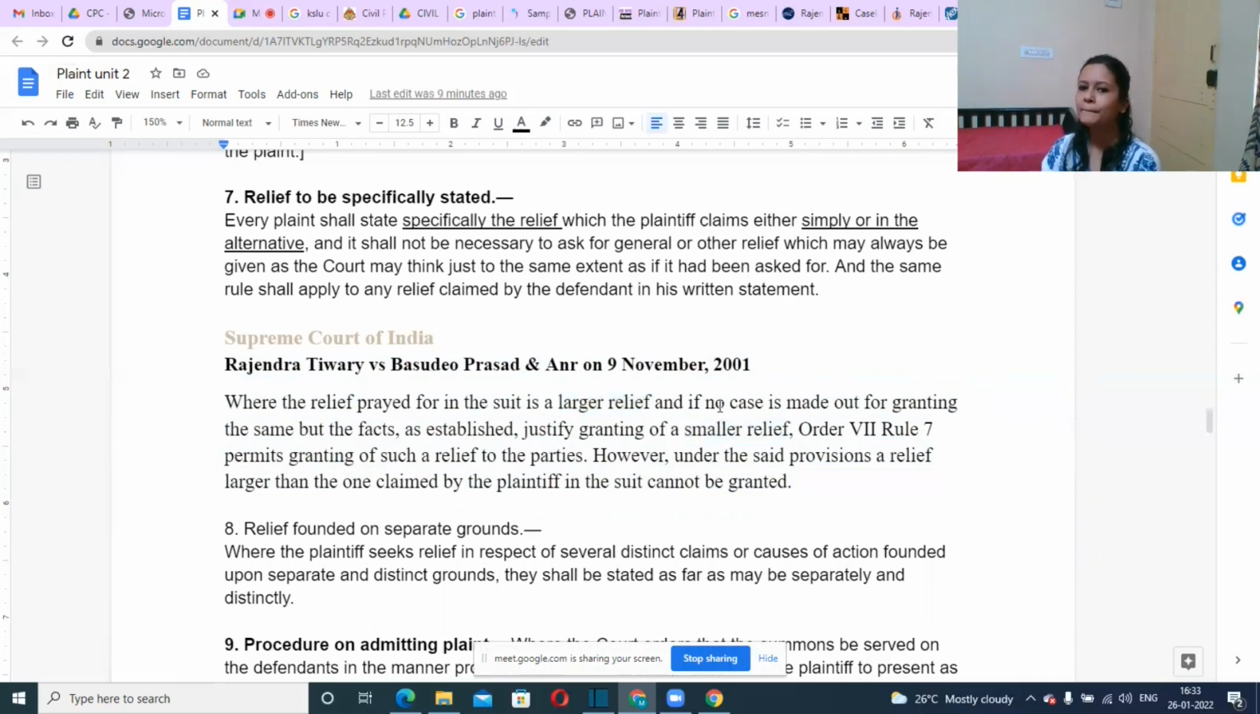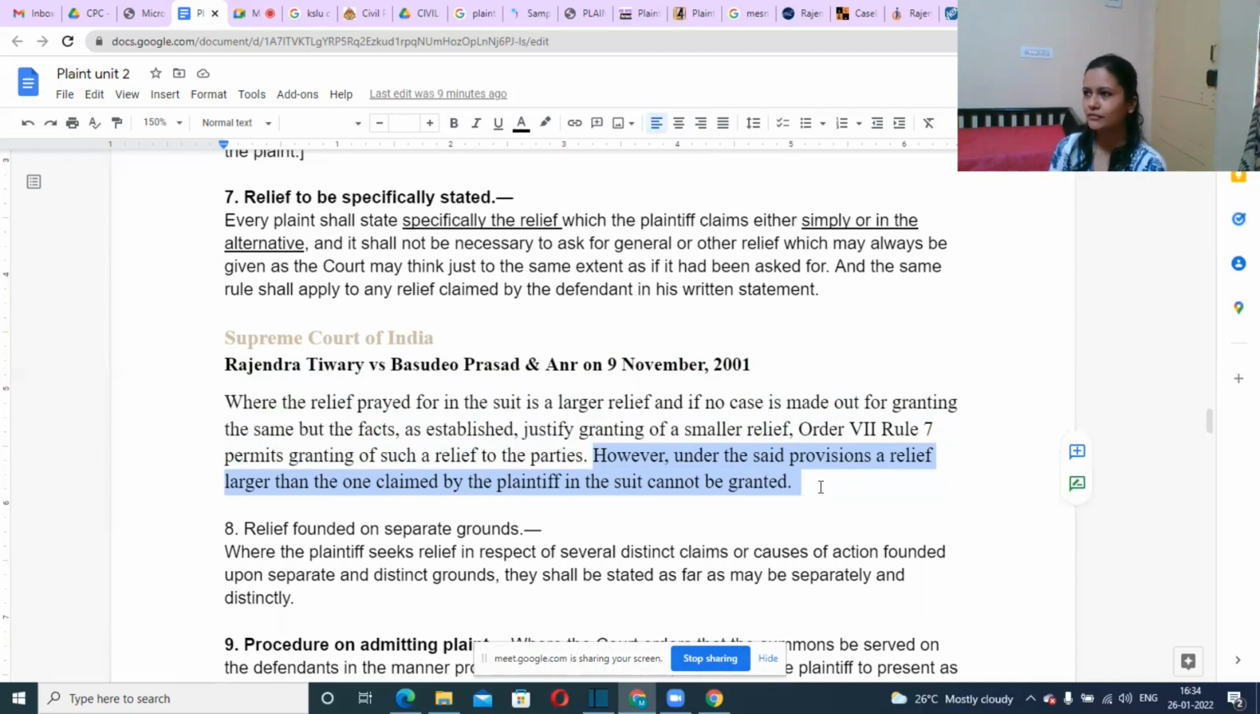That is fine. But under the said provision, a relief larger than the one claimed by plaintiff in the suit cannot be granted. If plaintiff has said that I need 3 lakhs rupees compensation, court cannot say that while 3 lakhs, take 5 lakhs rupees. If court feels that, okay, in this case, party is entitled to actually more amount of compensation, court may ask parties to make changes as well.